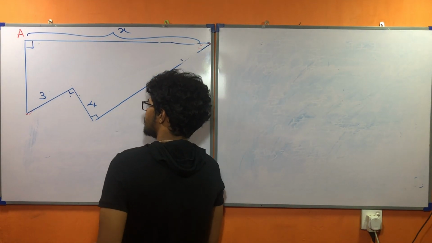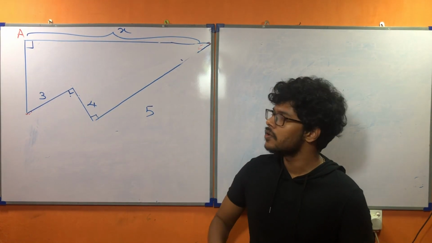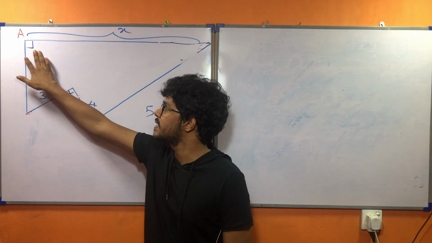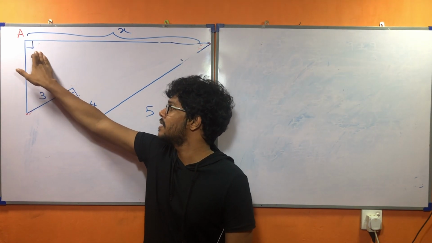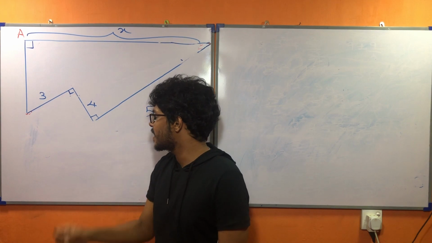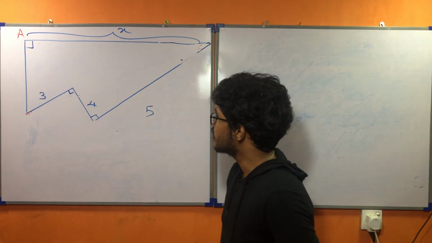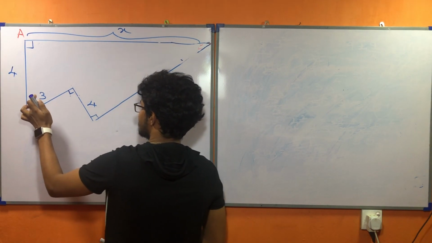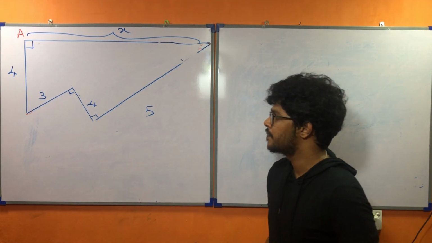Let's first look at the data, what they have given. In the question, we can see three angles named 90 degrees. This angle is 90, this angle is 90, and this angle is 90. And also we know four sides. This is 4, this is 3, this is 4, and this is 5.